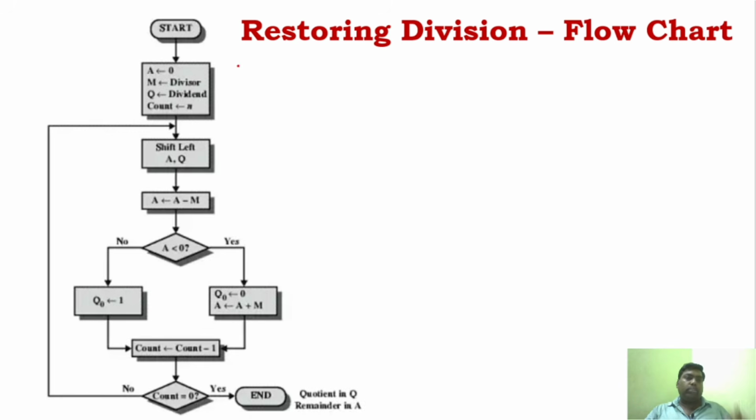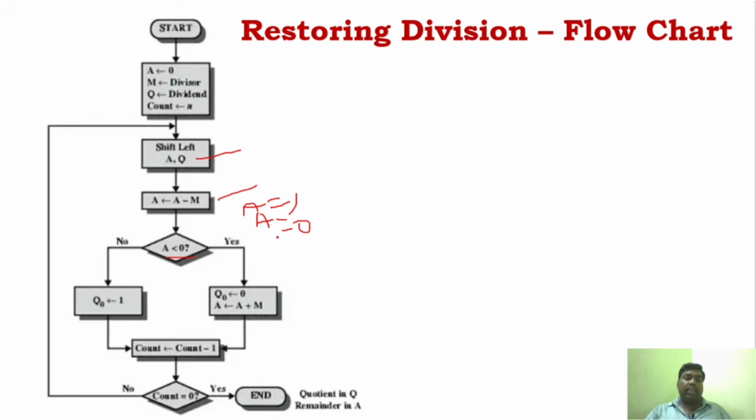And you can write the flow chart similarly, the same steps. First, you have to shift A and Q. And after that, you have to subtract. So while subtracting, you check the accumulator sign bit. If A is equal to 1, what you have to do? You have to do a restore operation.